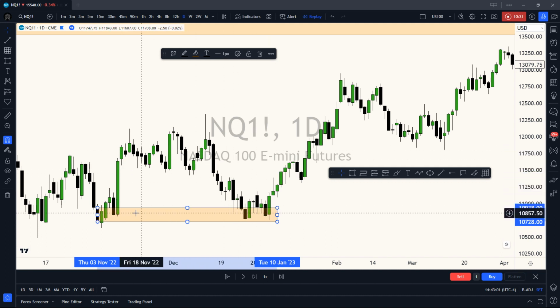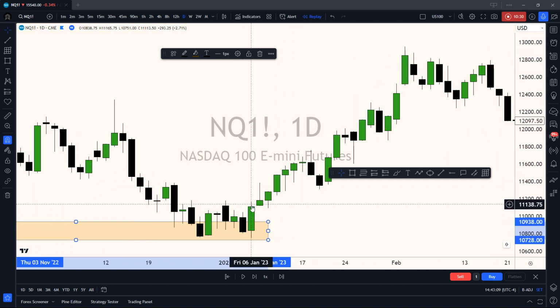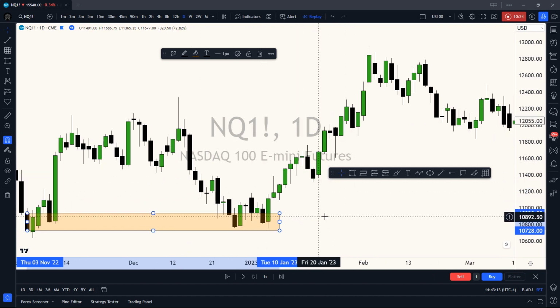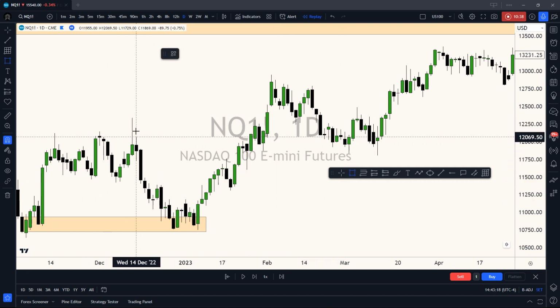This price is coming back to this candle, consolidating here, and then expanding higher. Boom. Changing the state of delivery. From there, you don't come back. You see? Same logic, same principle.